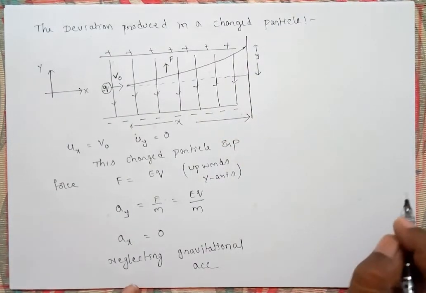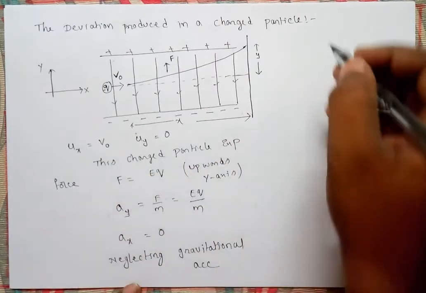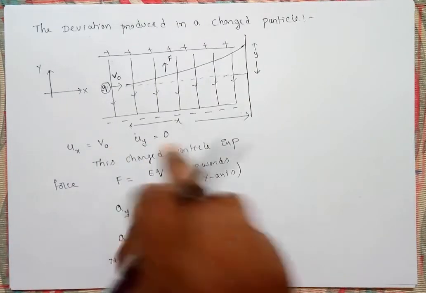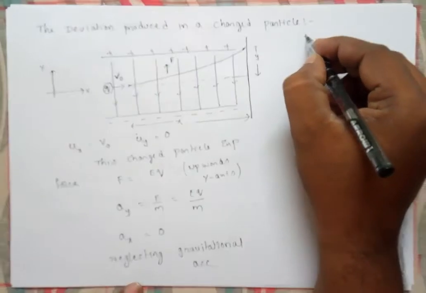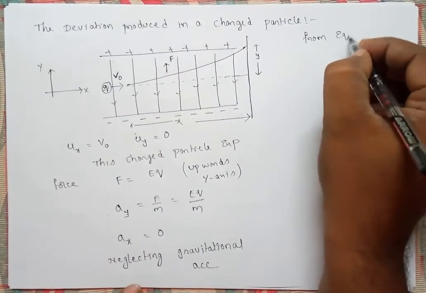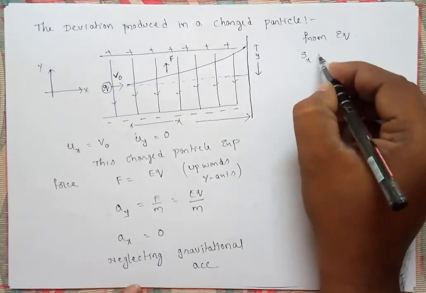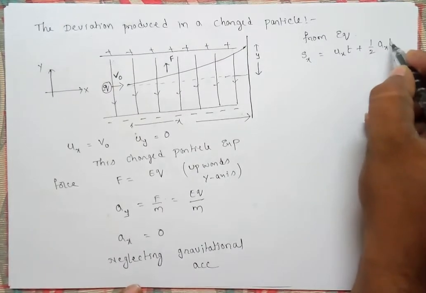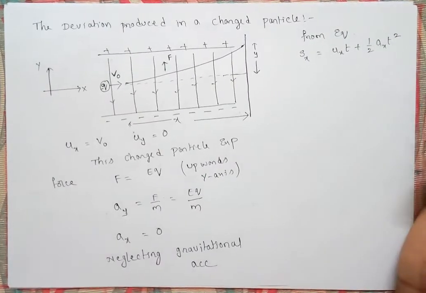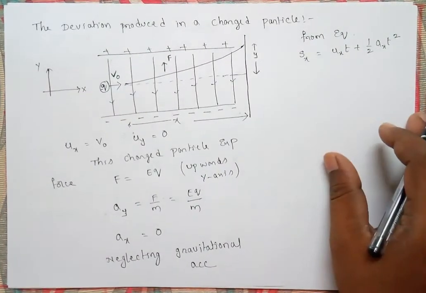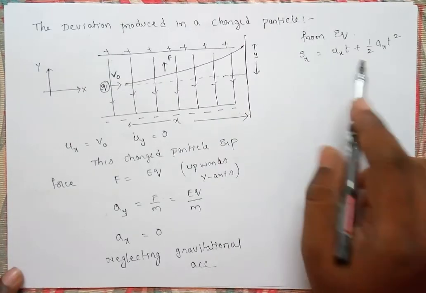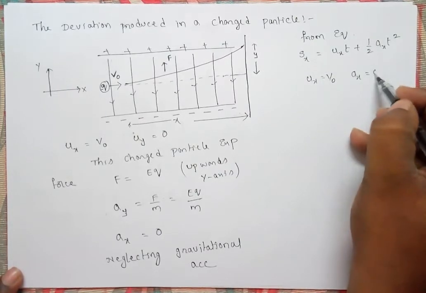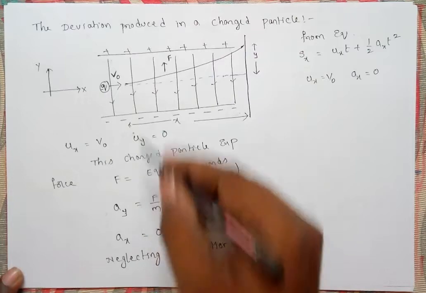We can follow it like this. Initially there is only horizontal velocity, the vertical velocity is 0. From the equation of motion, Sx is equal to ux t plus half ax t square. Here, along the x-axis the velocity is v0, but along the x-axis there is no acceleration, because the acceleration is acting along the y direction.